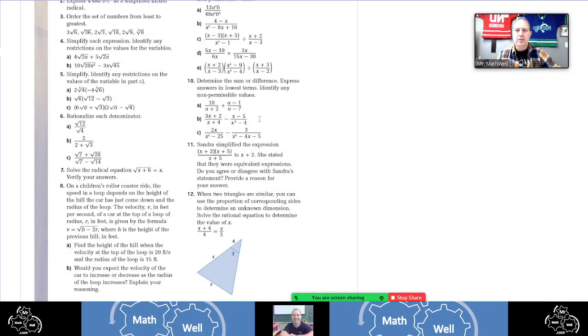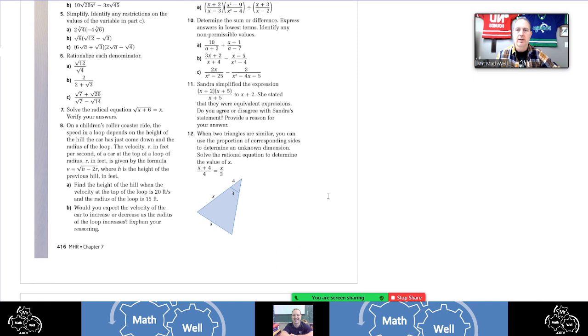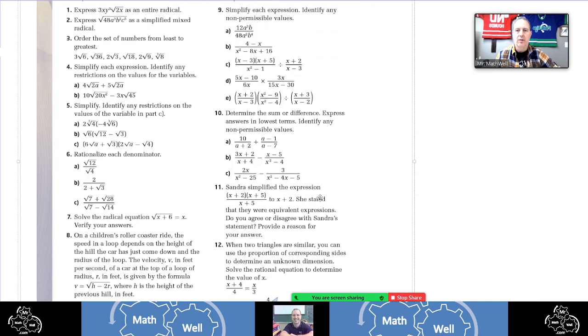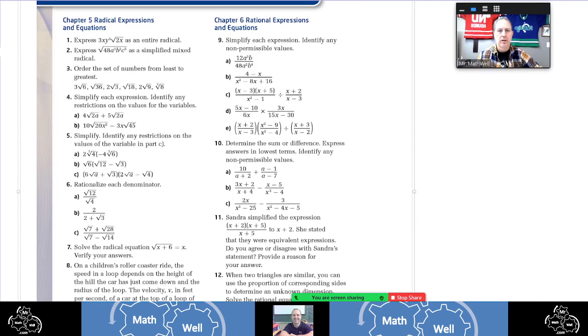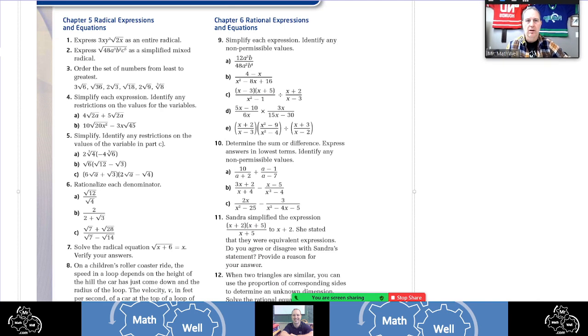All right, so number 10, here is number 10 on the chapter 5 to 7 cumulative review. It says determine the sum or difference and express answers in lowest terms and identify non-permissible values. Okay, so let's do this work over here on the right.